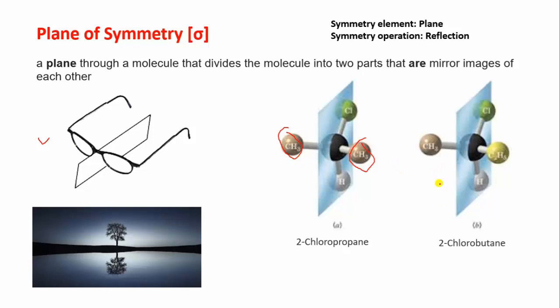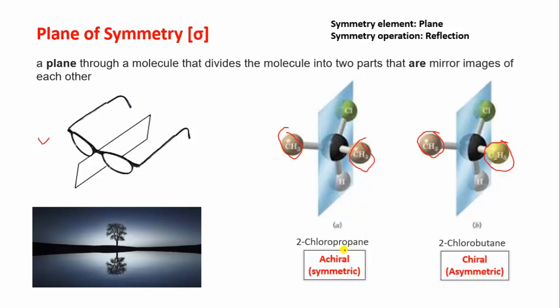But in this example, here is a CH3 group and here is an ethyl group. They are not mirror images of each other. One half is not a mirror image of the other half. So one compound, 2-chloropropane, is achiral and 2-chlorobutane is chiral.